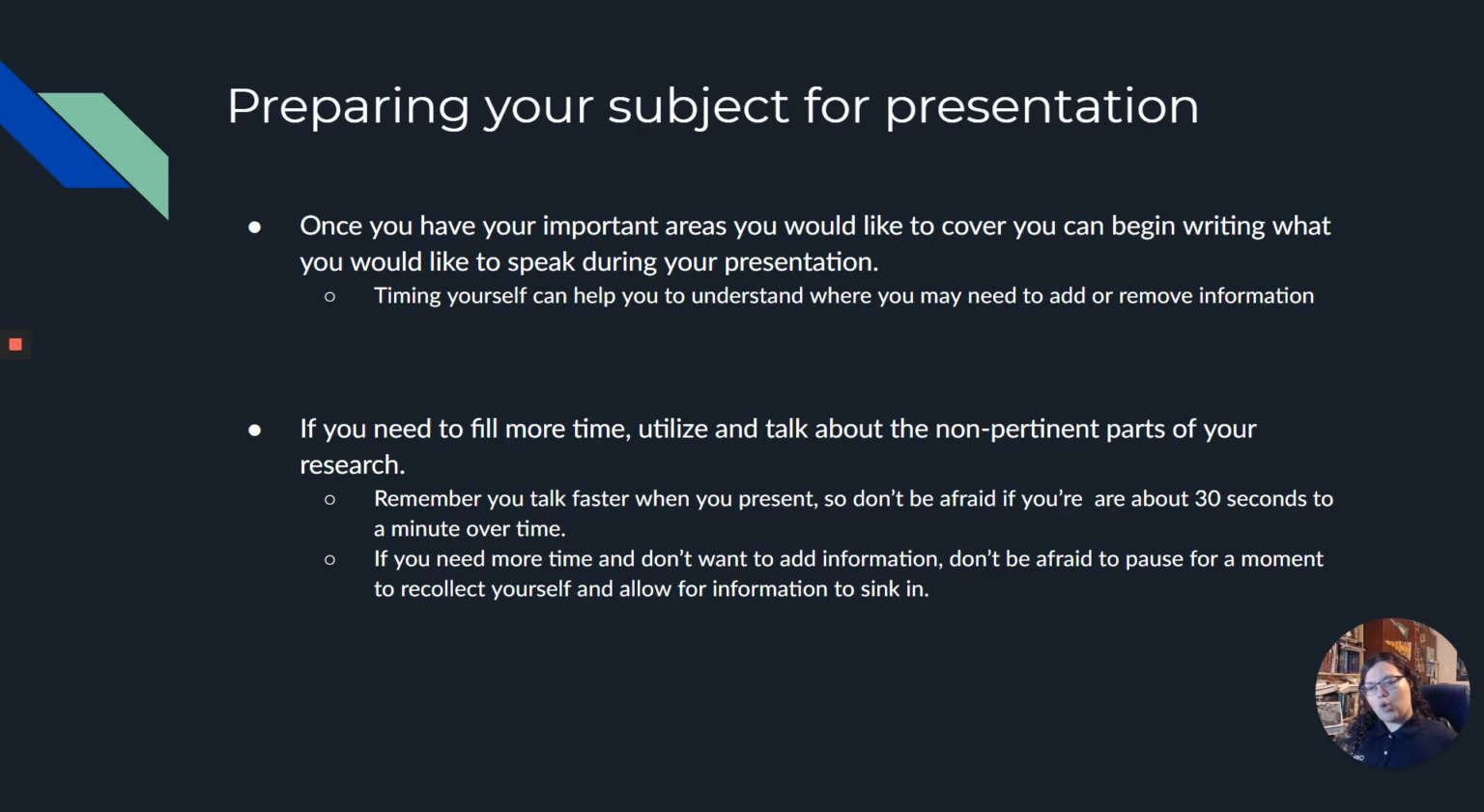If you need more time and you don't want to add information, don't be afraid to pause for a moment to recollect yourself, and to allow for information to sink in. People do need time to process what you are speaking. Because of this, it's important for you to pause every now and then, primarily after you finish a big point, as this will allow you a chance to either just figure out your slide, swap note cards, things like that. It'll give your audience a chance to process what you're speaking.